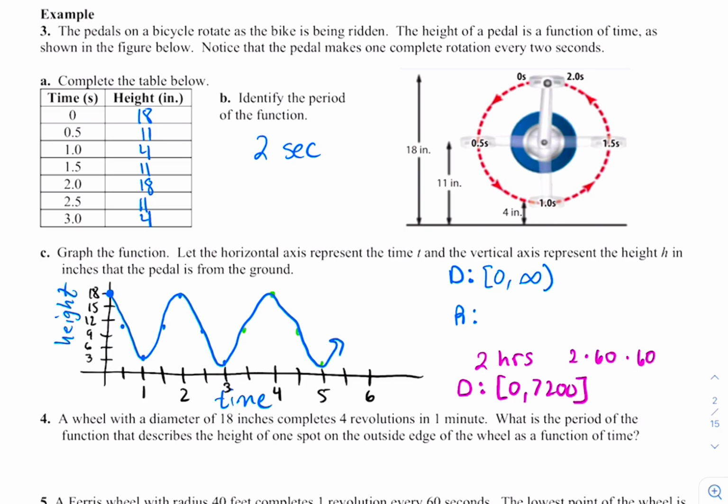Okay. And then for the range, we're just listing what all of our y values are between. So they are between this 4 and 18 inches. So we will always be between 4 and 18 inches off the ground.